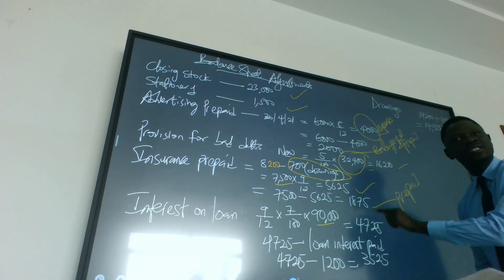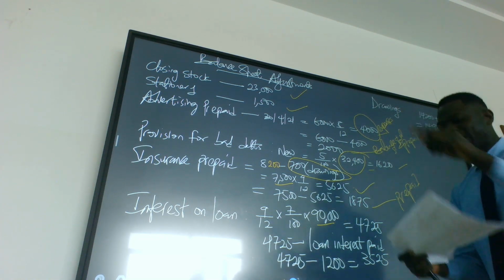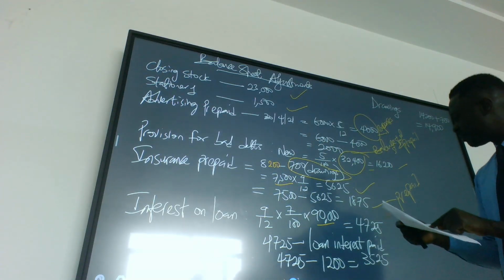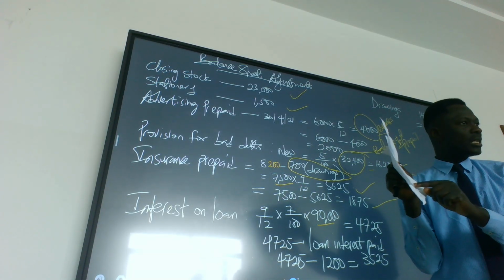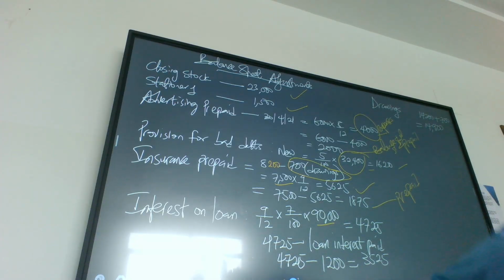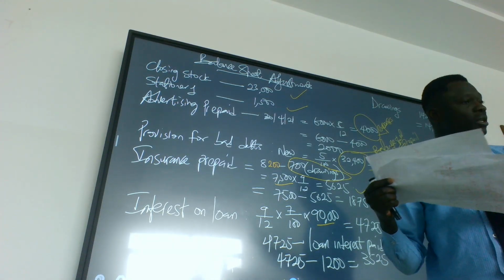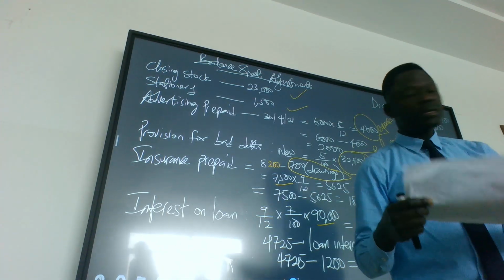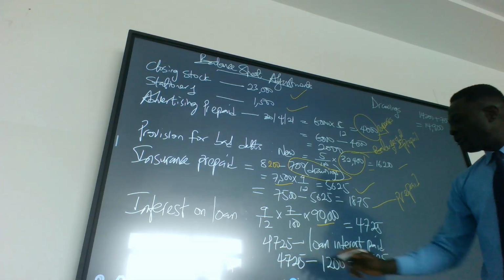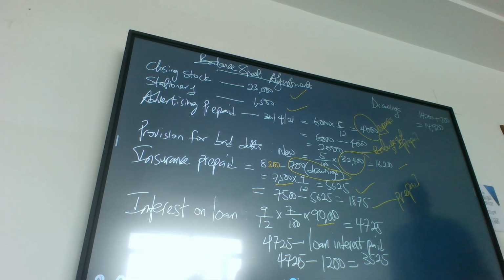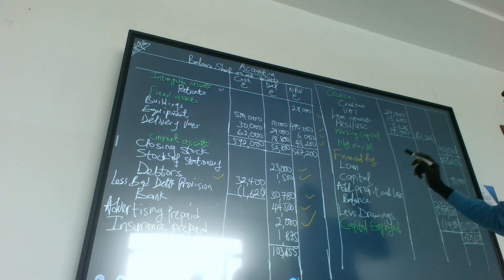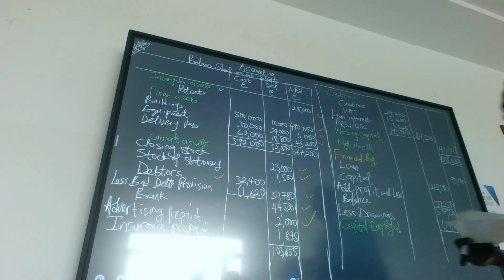This is what goes in your profit and loss account. Yes or no? Now go back to the trial balance. Loan interest paid is 1,200. Do you see it there? We paid 1,200 already. So you have to take it away now because we paid for that. So 4,725 minus 1,200 is 3,525. So our interest on loan is 3,525. Do you understand that now? Do you get that, please? Yes. Okay. Now, I think we're done with all this side.